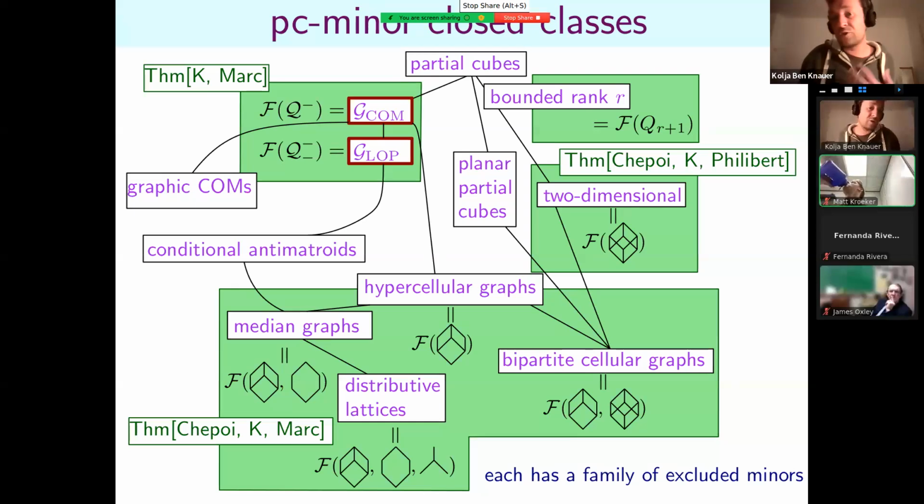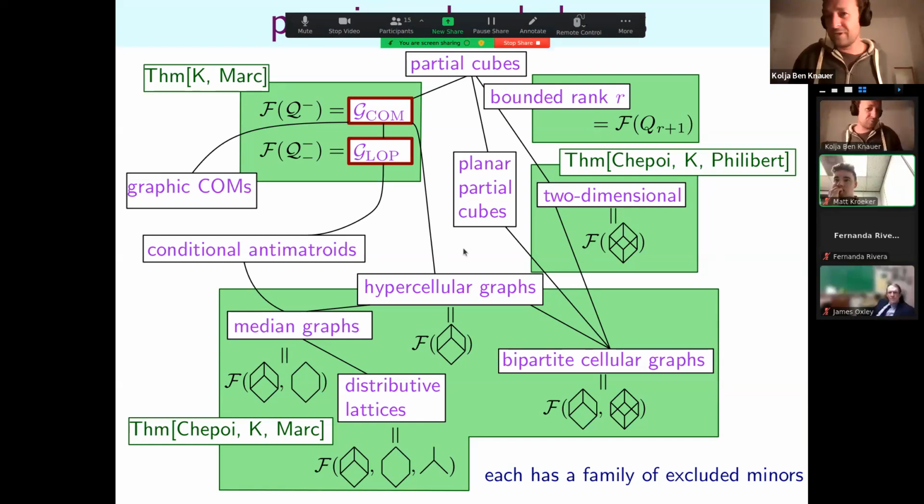You can also determine the rank of a partial cube by excluding a cube as a partial cube minor of a certain size. And this corresponds to the rank of the oriented matroid if you go to an oriented matroid as well. But for some classes which are closed under partial cube minors, for instance, planar partial cubes, it's not known what the set of obstructions is. It's known that it's infinite, but we don't have a description. It's pretty difficult to find.